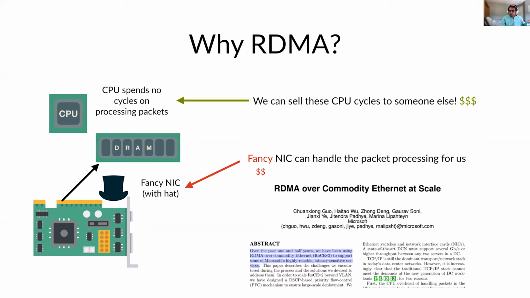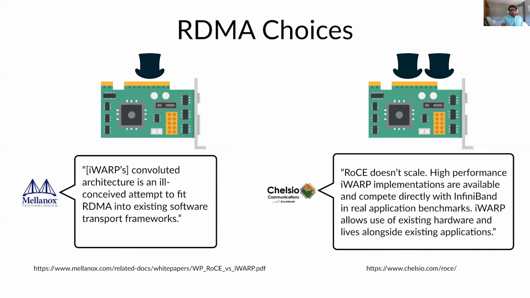And if you're interested in learning how they made it work, I'd recommend this paper, RDMA over Commodity Ethernet at Scale, from SIGCOMM 2016. One interesting area to take note of is that RoCE is not the only way to do RDMA. There's another protocol called iWarp.